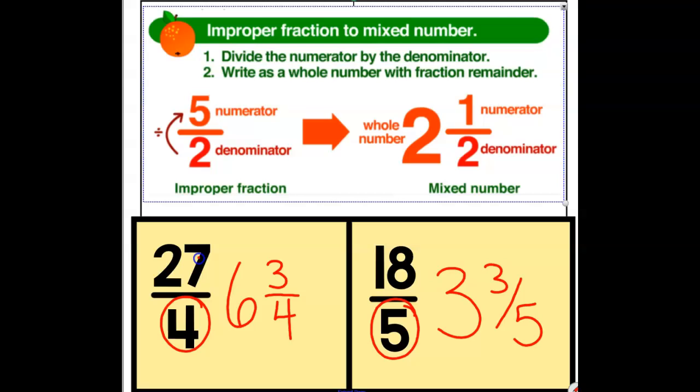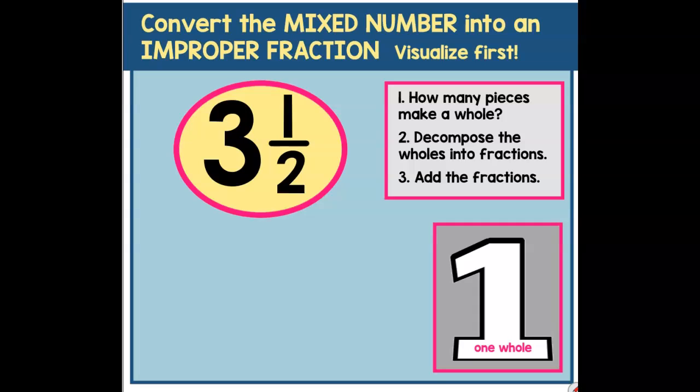Okay, so look at all those examples. And that strategy for figuring out: we're going to count by the denominator until we get as close as we can without going over to the numerator. And then any fractions left over, we're going to write them next to our whole number. So now we're going to change our mixed number into an improper fraction.